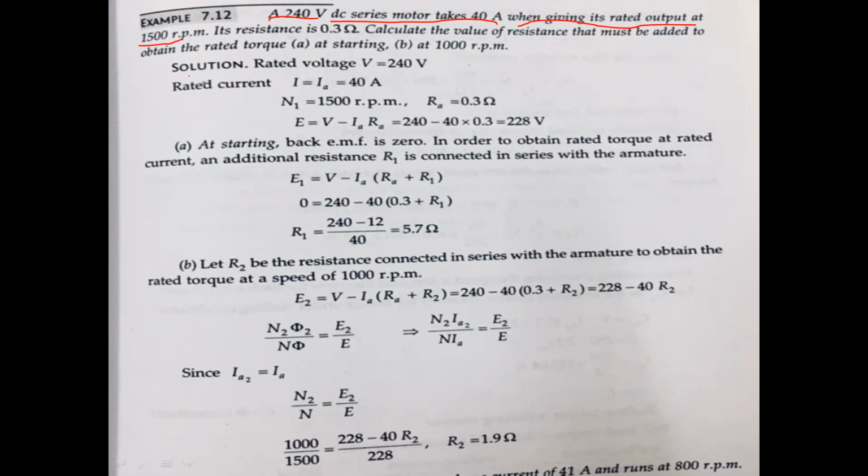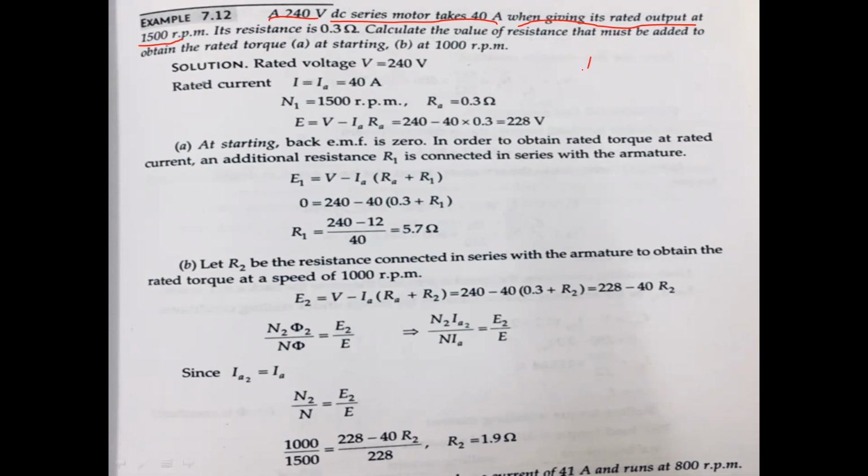So case 1, solution. Voltage equal to 240 given, current 40 amperes, N1 equal to 1500 rpm, the initial speed, where the rated output is at 1500 rpm, and armature resistance 0.3 ohms. So back EMF is calculated as V minus I RA, because the series field resistance is not given. Total resistance is 0.3.